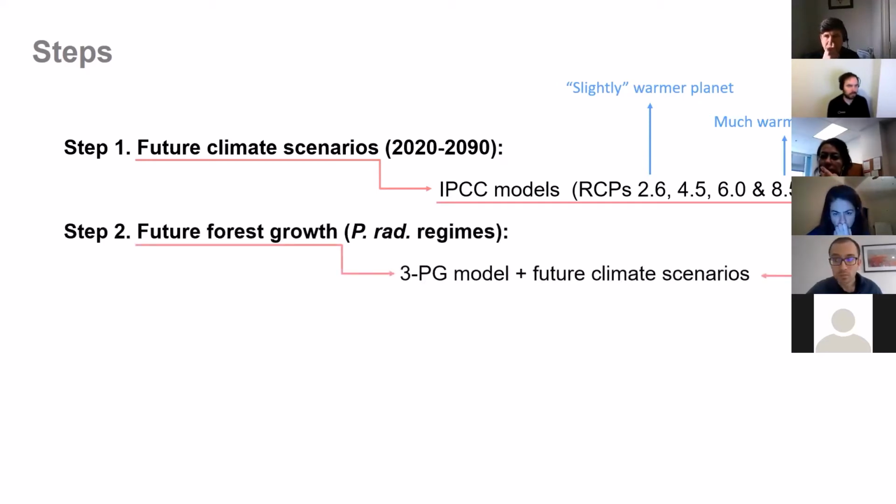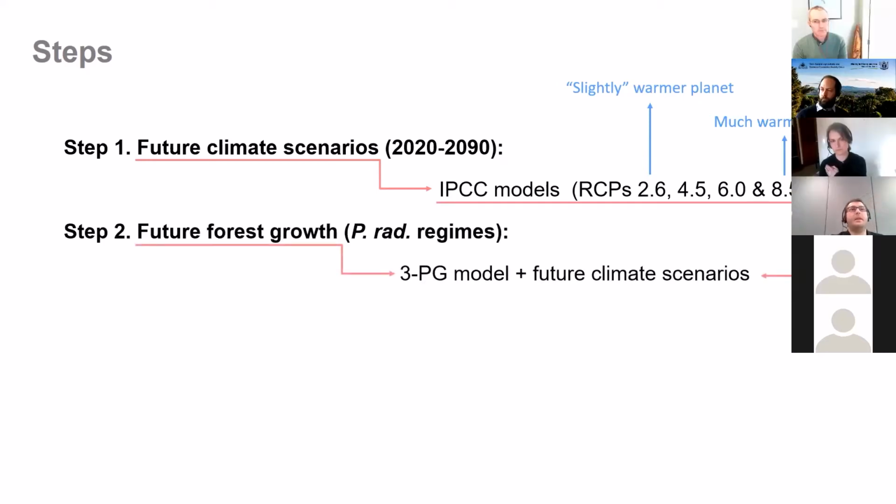Then we used the data from these climate scenarios to simulate future forest growth. We did that for Pinus radiata plantations using a forest growth model called 3PG. Why? Because one of the input variables that 3PG uses is actually climate data. So we could simulate future forest growth.